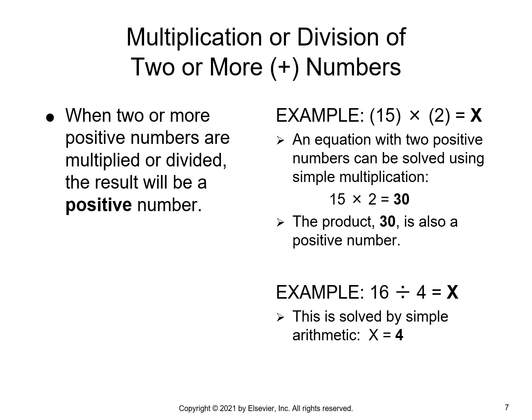Multiplication or division of two or more positive numbers. When two or more positive numbers are multiplied or divided, the result will be a positive number. So in this example, 15 times 2, both are positive numbers, and so when you just do simple multiplication, your answer is 30, and that is the product of 15 times 2. 16 divided by 4, and then when you use simple arithmetic to do this problem, your answer is 4.